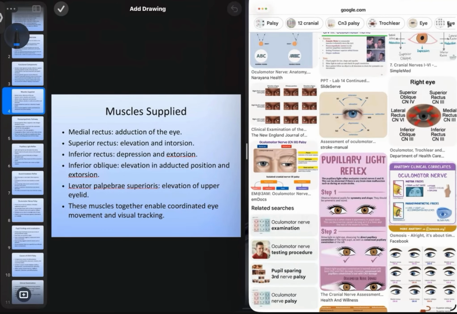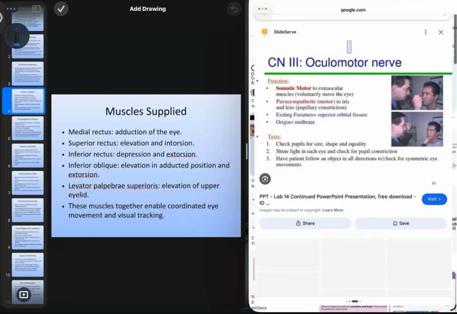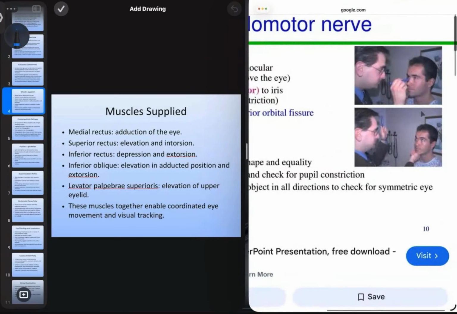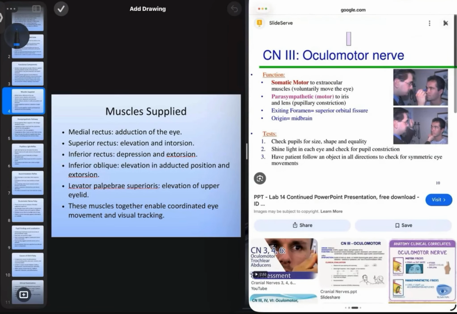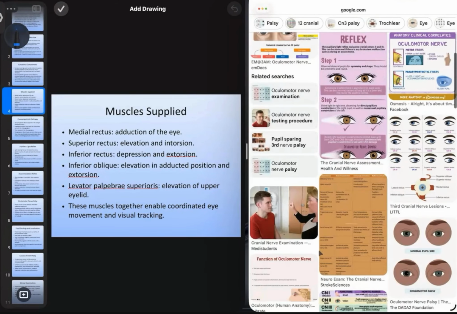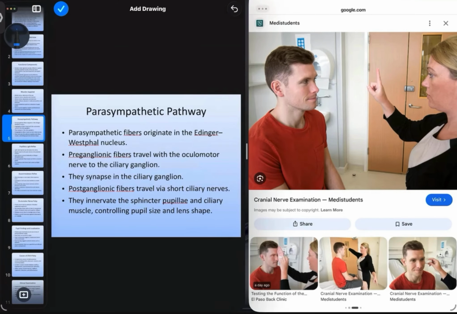Quite easy, quite obvious. You can see that there is a test for the eyes as well. Here the doctor is performing a test for the oculomotor nerve. We usually perform this to check if the eye is able to move properly. This is how the test looks. I'm sure you might have seen this in clinical skills. If not, you will be seeing this in physical diagnosis classes next semester, hopefully. Can someone read the parasympathetic pathway?